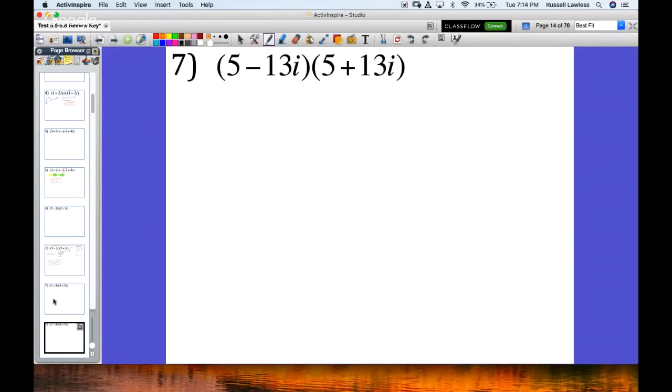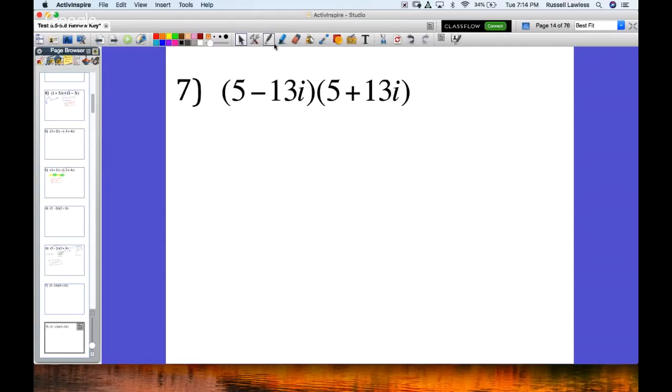So let's just look at another FOIL opportunity. Looking at another FOIL, I'm not going to go into all the color details. We're just going to do FOIL in its entirety. So 5 times 5 will give us 25. And then 5 times 13i will give us a positive 65i. And negative 13i times 5 will give us a negative 65i.